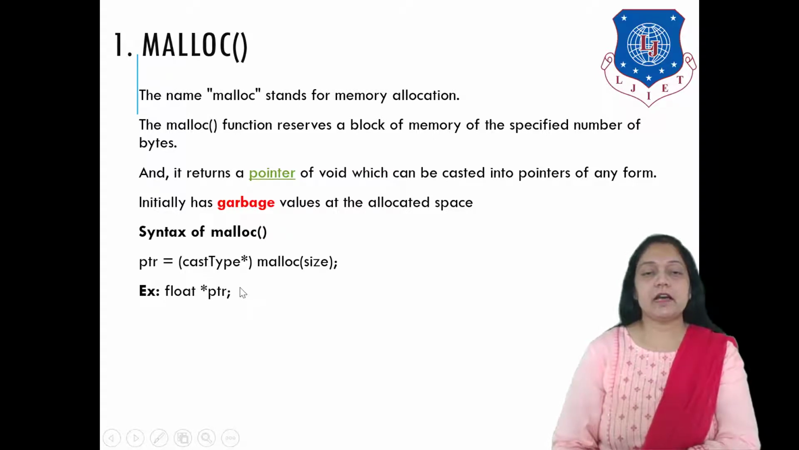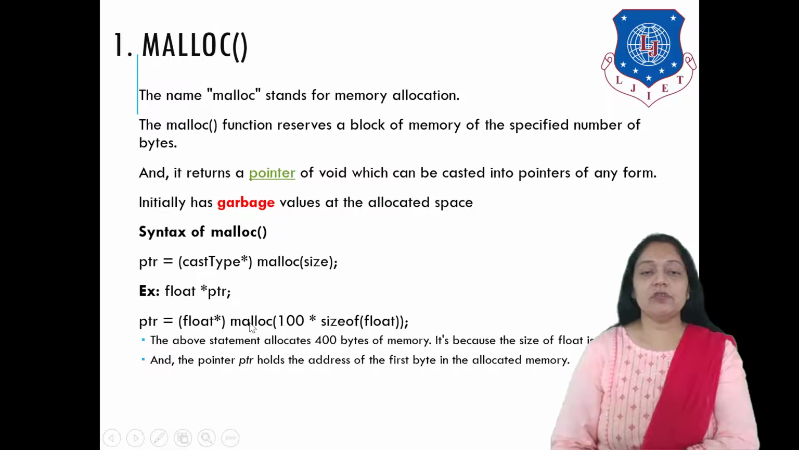Let's see the example of using malloc. I have a float pointer. Now I'm using malloc. Inside the brackets I'm giving the size as 100 multiplied by sizeof(float). It means 100 multiplied by sizeof(float), which is 4, so 400 bytes of memory is reserved.